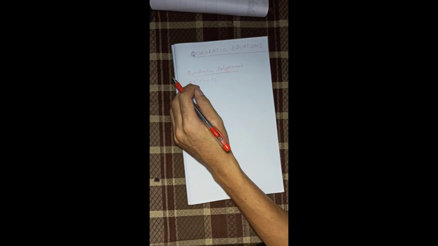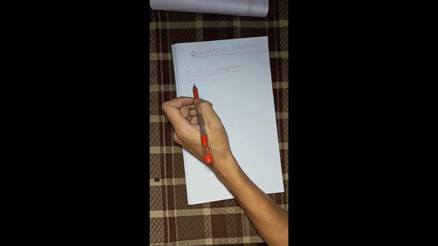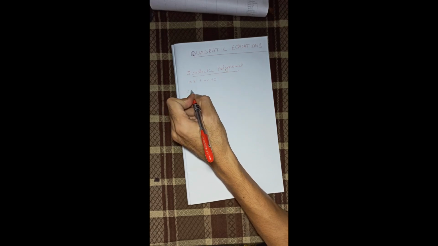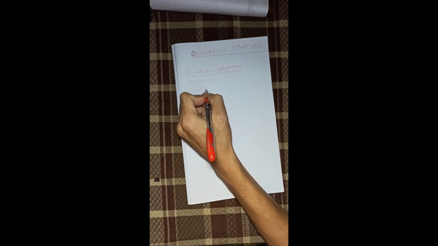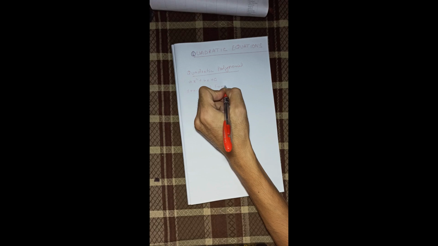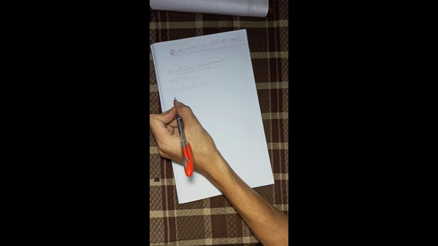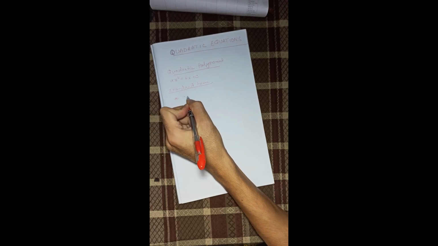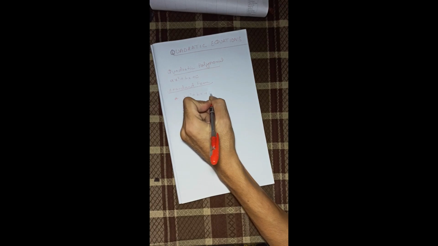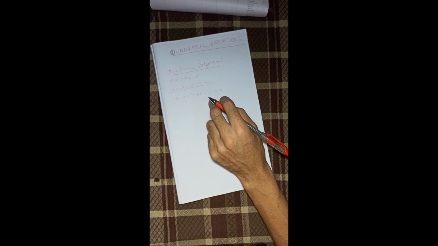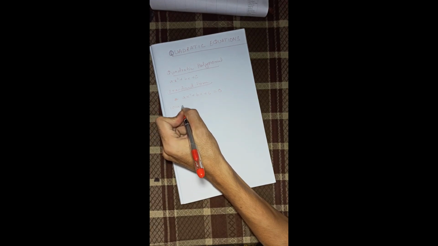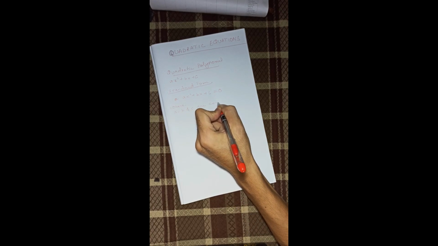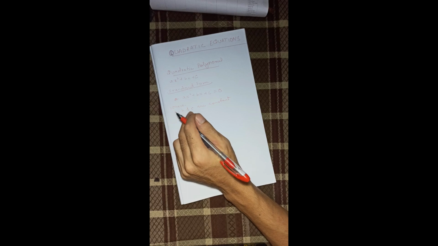Now what is a quadratic equation? When we equate this quadratic polynomial to 0, we get a quadratic equation. So the standard form of a quadratic equation is ax squared plus bx plus c equal to 0. This is the standard form of a quadratic equation, where a, b and c are constants. That means they have a fixed value.